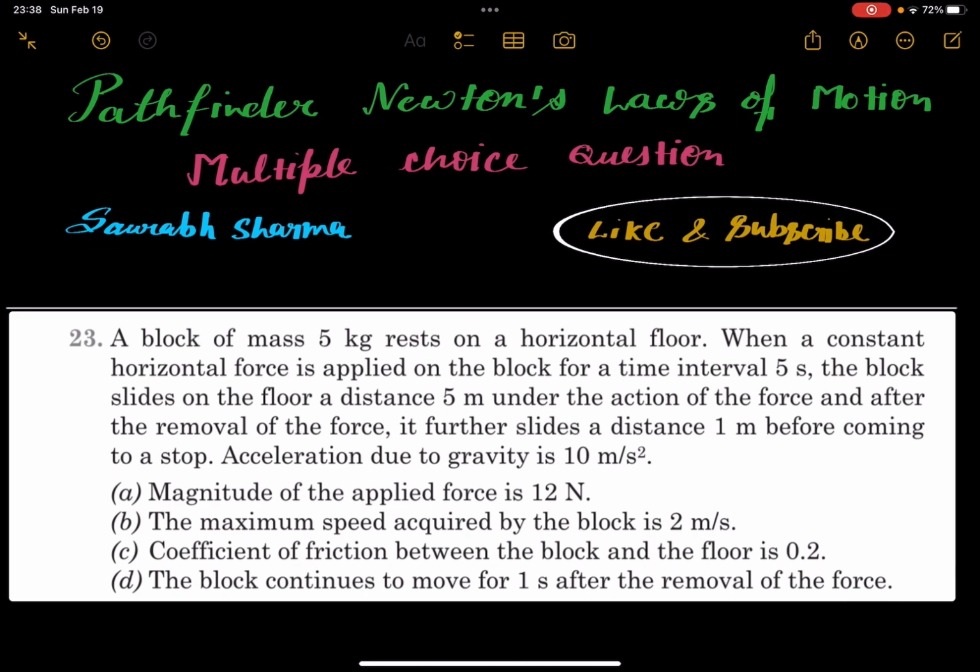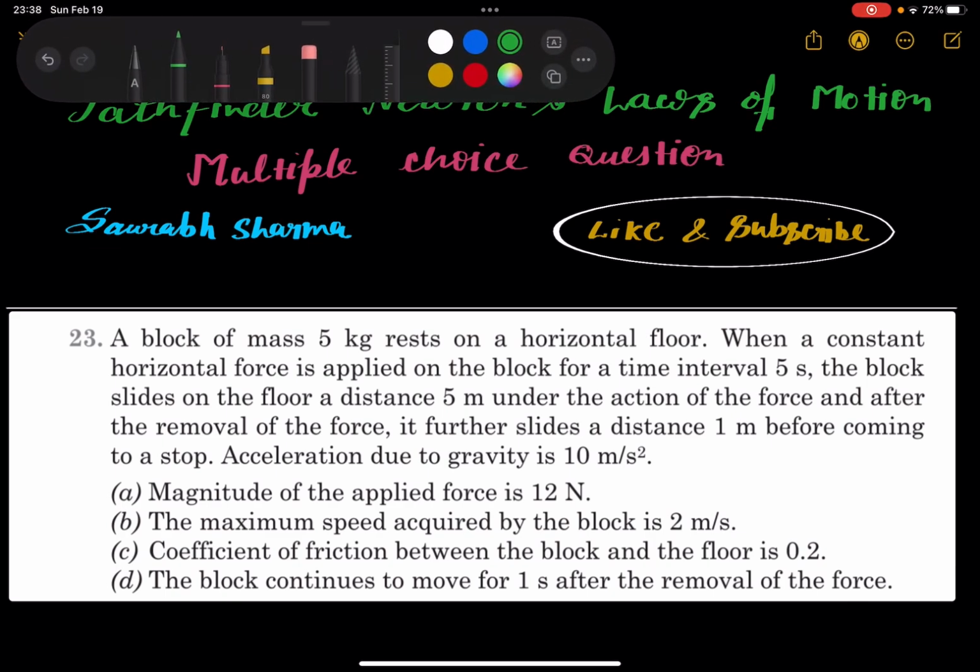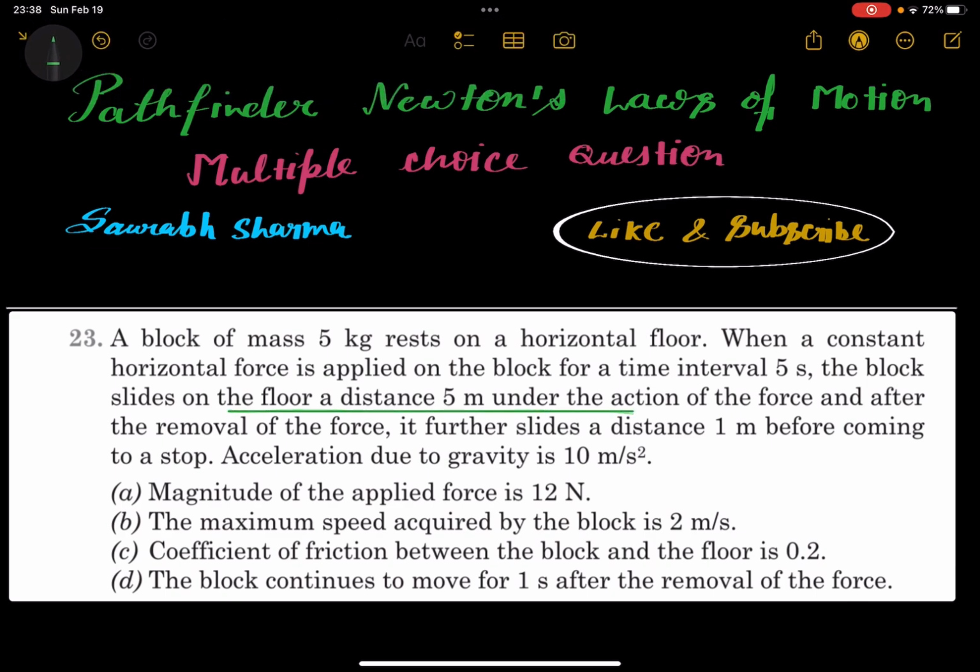The question says that a block of mass 5 kg rests on a horizontal floor. When a constant horizontal force is applied on the block for a time interval of 5 seconds, the block slides on the floor a distance of 5 meter. Okay, so this distance is 5 meter when we apply some force for 5 seconds, and after the removal of the force it further slides a distance of 1 meter before coming to a stop.